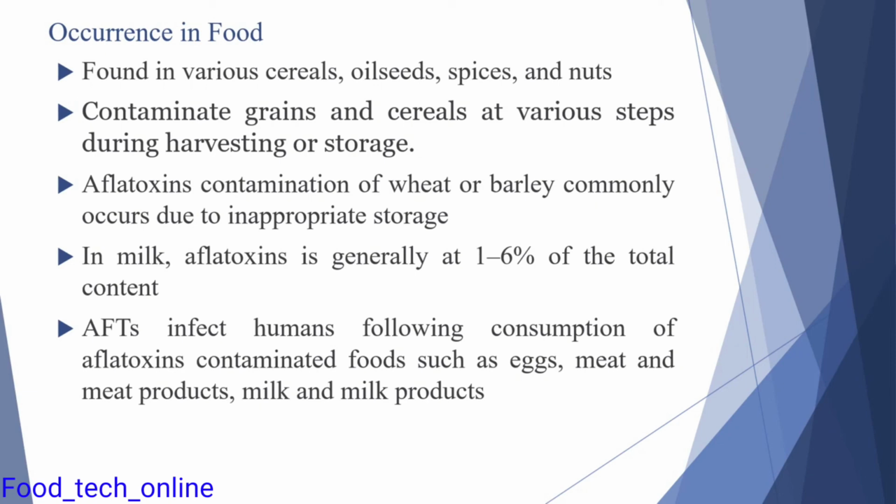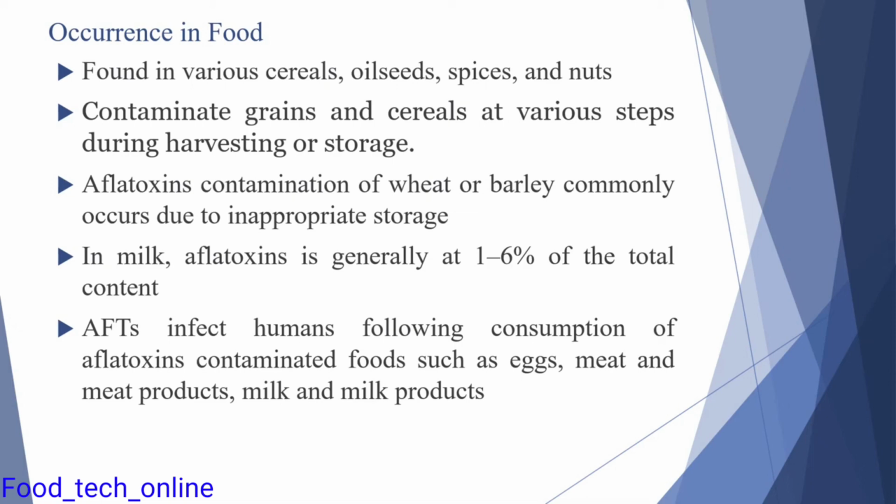important foodborne pathogens, and also the factor that makes them more severe is their ability to produce this mycotoxin, that is their ability to produce aflatoxin. And coming to their occurrence in food, they are mainly found in various cereals, oil seeds, spices, nuts, etc. And also they contaminate grains and cereals at various steps during the harvesting or storage.